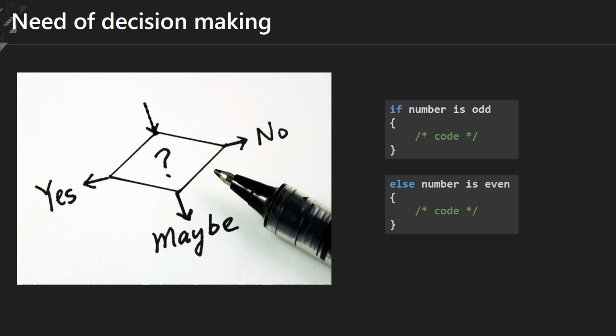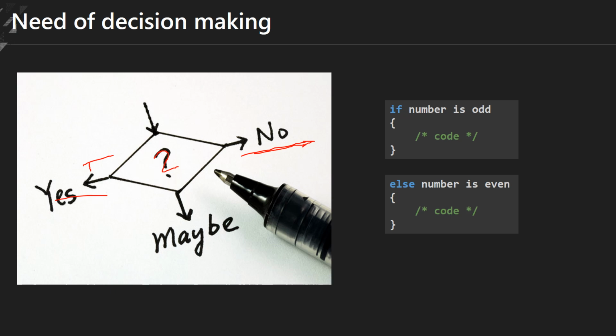The need for decision making is required in any programming language. We need decisions to take multiple paths, or to test multiple conditions. Look at this: here a question mark will be there. We are testing whether the condition is true, and if so we'll take this path. If it is false, we'll go another way around.